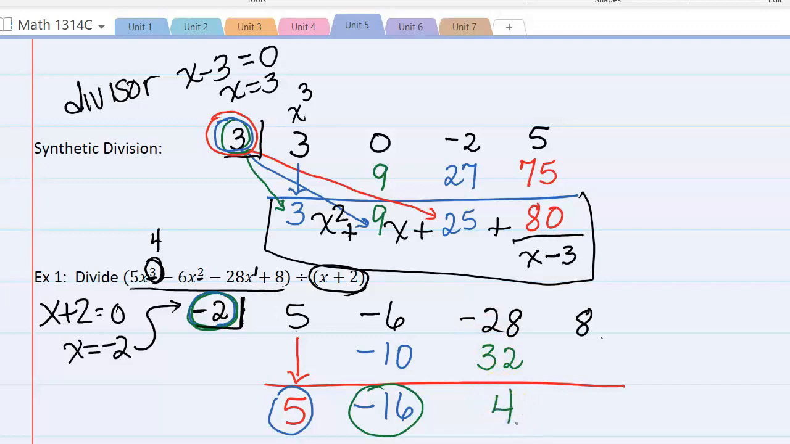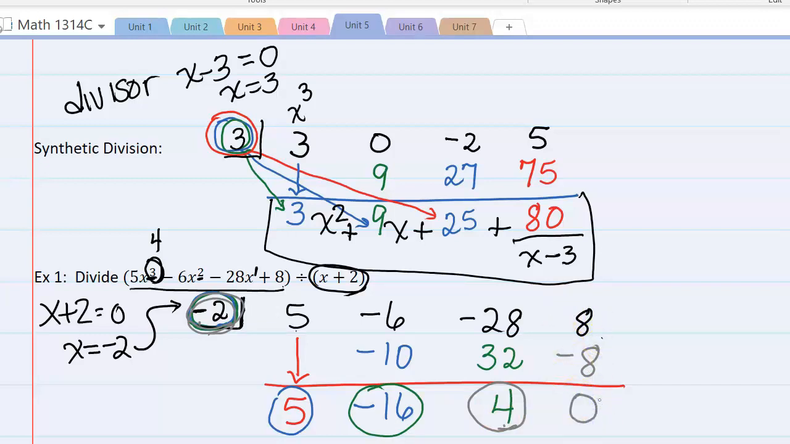Then the last thing we're going to do is we're going to get that negative 2. We're going to multiply it times this 4 and place it underneath the last number we wrote. So negative 2 times 4 is negative 8. And then I'm going to add, and I get 0.